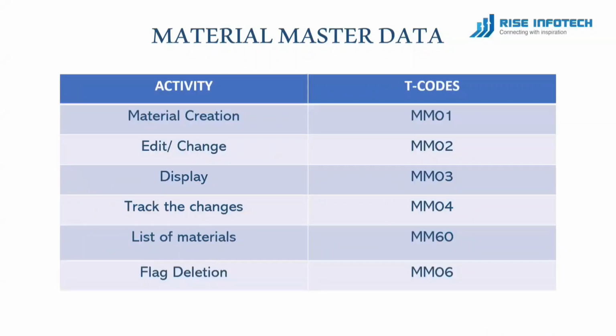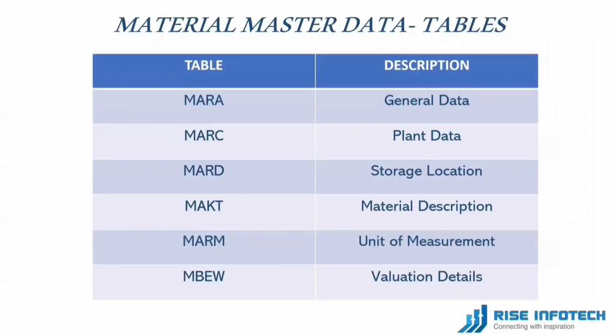And the material master data. In material master data, for material creation, the T code was MM01. For edit and change MM02, display MM03, track the changes MM04, the list of materials MM60, and flag for deletion the T code was MM06. And for these T codes also we can use the SPRO path.